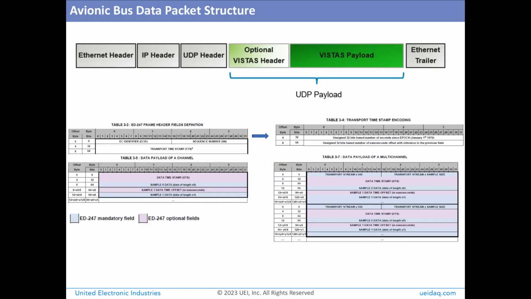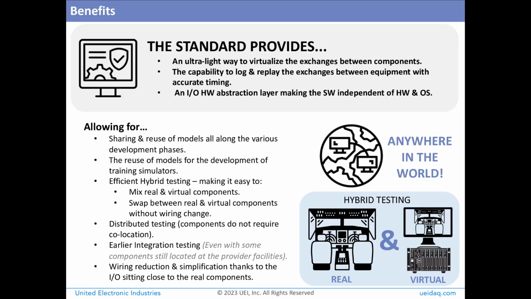Here's an example of the data packet, both of a single channel and multi-channel data. Mandatory fields are the actual data, with optional ones including timestamps and transport streams like UDP. So let's review. The ED247 or Vistas standard provides an ultralight way to virtualize the exchanges between real and/or virtual components. It includes the capability to log and replay the exchanges between equipment with accurate timing. And it has the I/O hardware abstraction layer, making the software independent of the hardware. These capabilities allow for sharing and reuse of the models all along the different development phases.